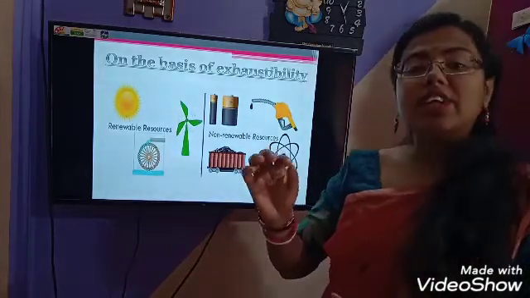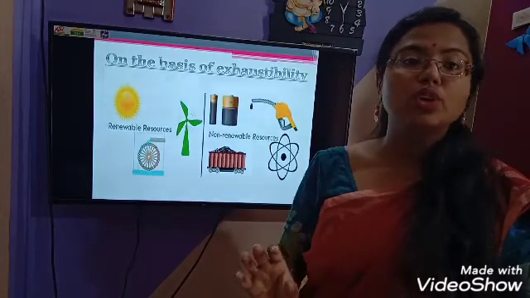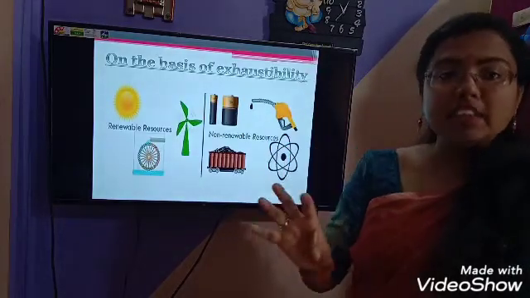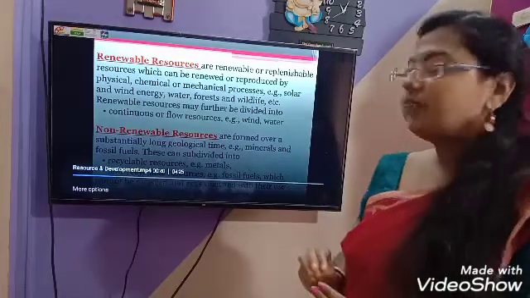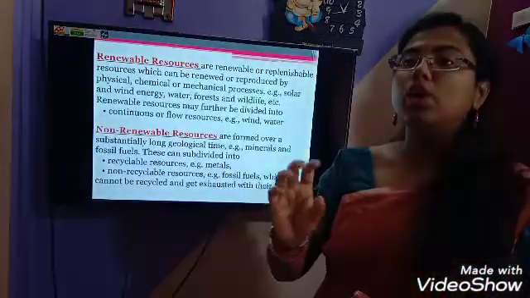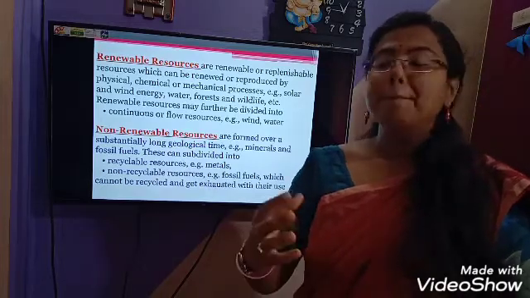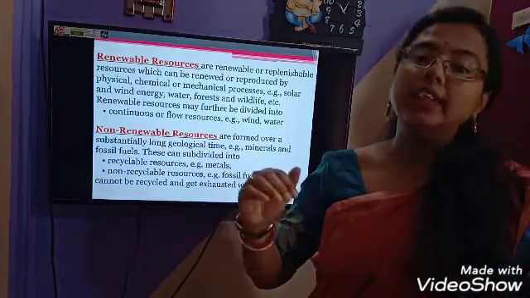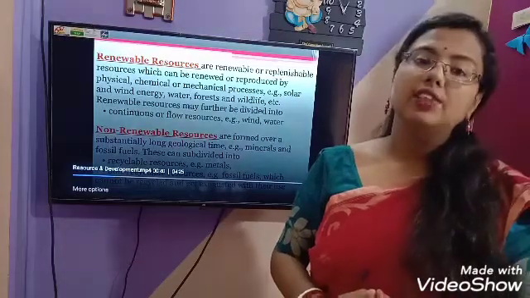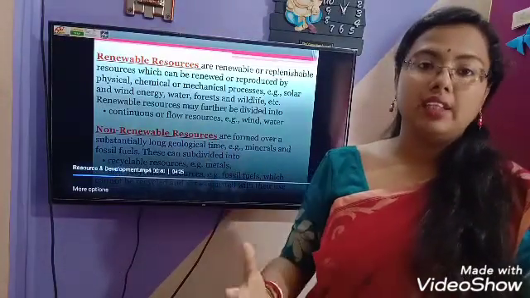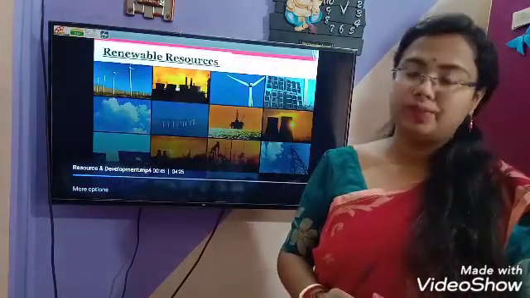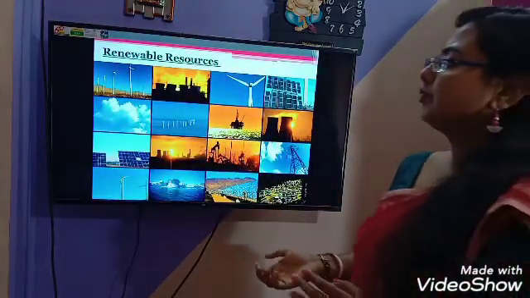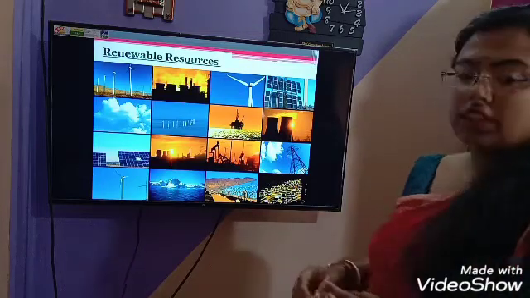But the non-renewable, that means this resource we cannot make again and again. These resources have limited stock on the earth's surface. For example, non-renewable resources like coal, petroleum, fossil fuels. These are made within the earth's surface by nature. That's why it takes too long a time to renew, and we human beings cannot make these resources. Next, here are some examples of renewable resources and some examples of non-renewable resources.